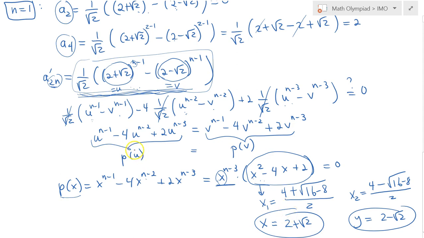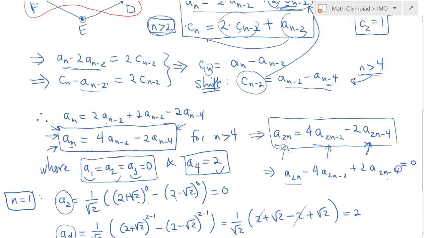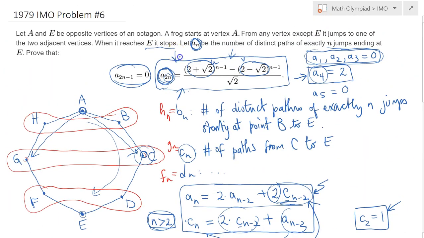So indeed, our u and v are the roots of these polynomial expressions, and because they are roots, they will both make these expressions equal to 0, and as a result, these will be equivalent expressions, and the desired result is proven. So indeed, this prime, this solution, right? We needed to show that this is a solution.